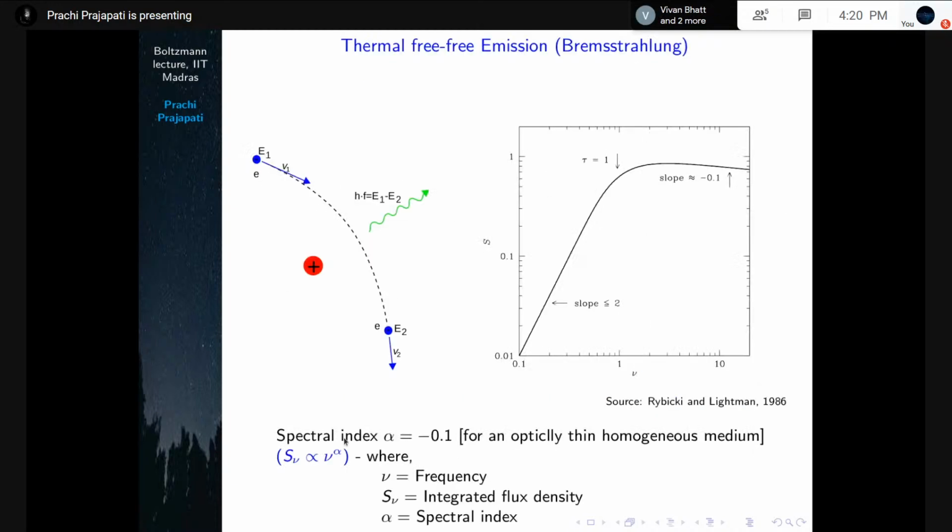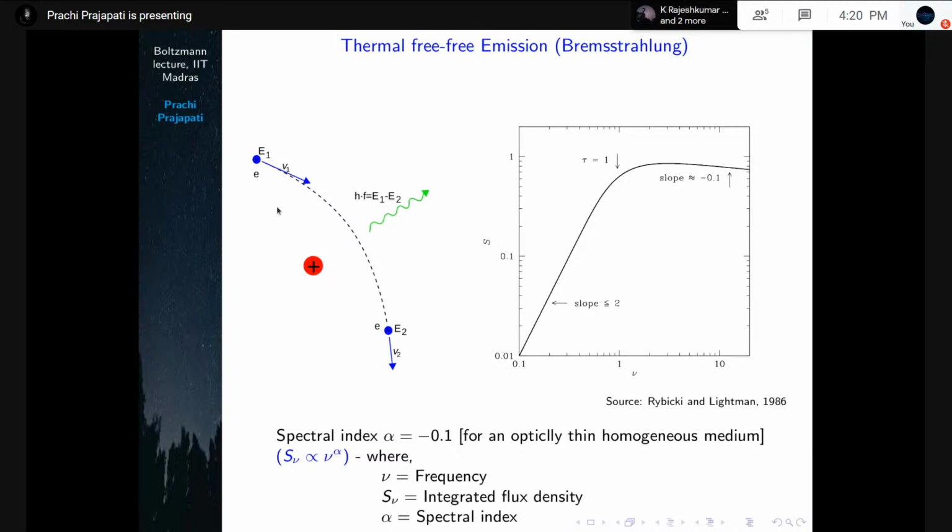Now, having said that, DSA is understood, like the presence of a shock is required to accelerate particles, and observationally, the presence of such accelerated relativistic particles is detected via non-thermal emission, as I told earlier. Let me briefly tell what the difference is between thermal and non-thermal emission. First of all, I'll talk about thermal free-free emission.